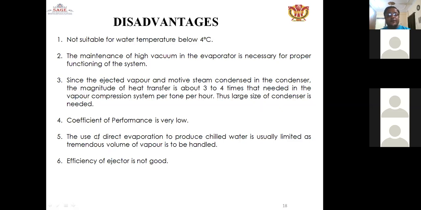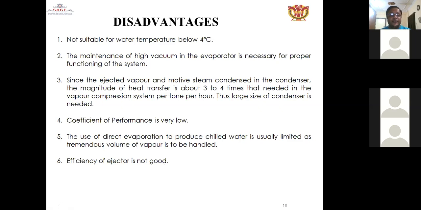Coefficient of performance is very low. The use of direct evaporation to produce chilled water is usually limited as a tremendous volume of vapor is to be handled. Efficiency of ejector is not good. Efficiency ejector की बहुत अच्छी नहीं रहती है. Coefficient of performance बहुत कम रहता है और जो डायरेक्ट evaporation हो रहा है वो भी बहुत कम रहता है, या बोलना चाहिए उसको हैंडल करने में बहुत ही ज्यादा प्रॉब्लम आती.